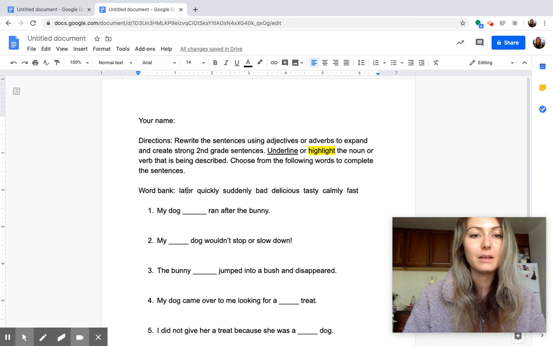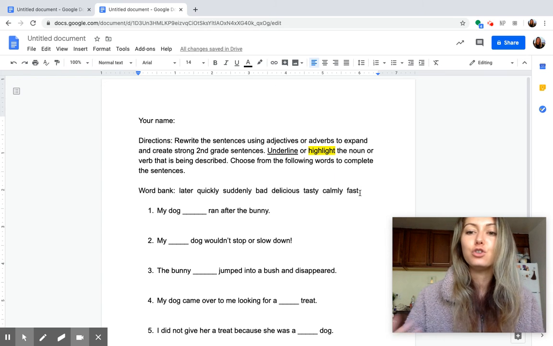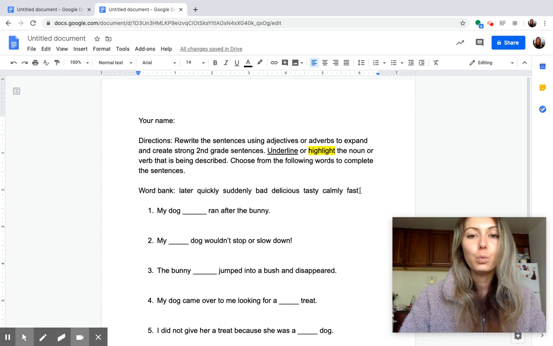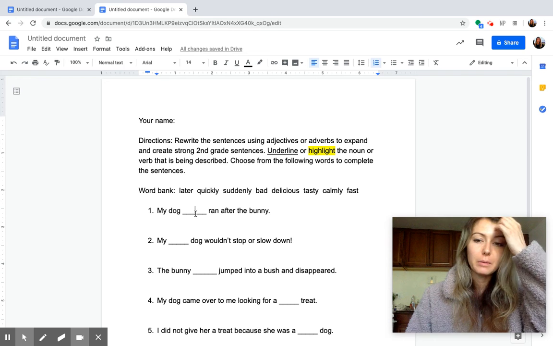I gave you a word bank. These are all the words that are going to be used in the following sentences. It's your job to figure out which word works best in which sentence. So you're underlining or highlighting the noun or verb, and you're filling in the blank with one of the words, one of the adjectives or adverbs from the word bank.